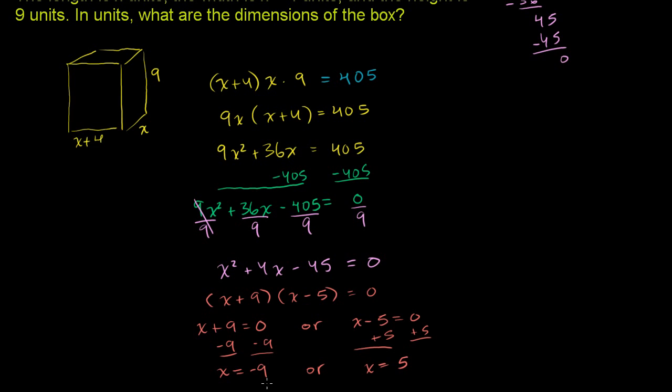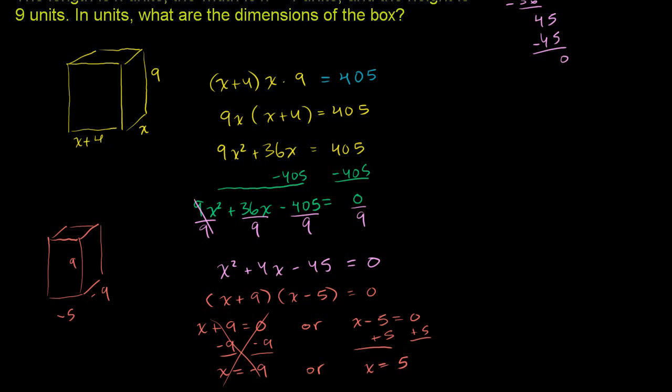So for the box, x equal to negative 9 won't work. If you put negative 9 here, you're going to have a box that has a width of negative 5, a length of negative 9, and a height of 9. And if we're talking about our reality, we don't have negative distances like this. That can't be the length or the width. So x equals negative 9 isn't appropriate for this problem, because in this problem we need to have positive dimensions.